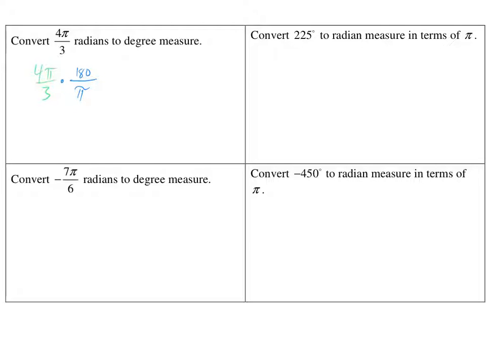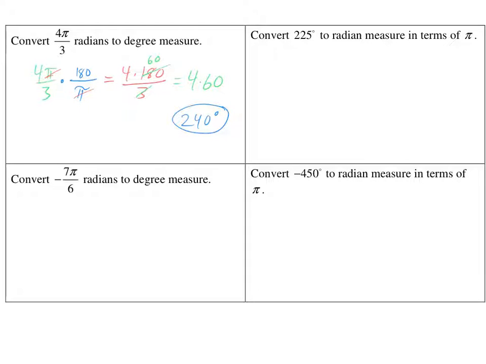Okay, think about this for a second. If I multiply this times pi over 180, isn't that multiplying by 1? Isn't that equivalent? Just different units. Could I cancel the pi's now? Once I cancel the pi's, you now have 4 times 180 over 3. Can you reduce that? Yeah. That should leave you with 60. And 4 times 60 is 240 degrees.